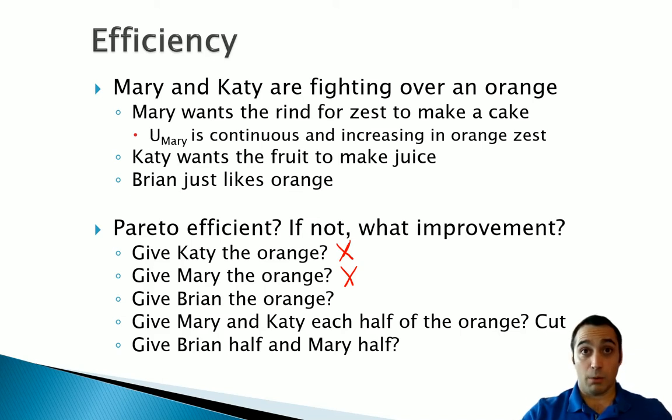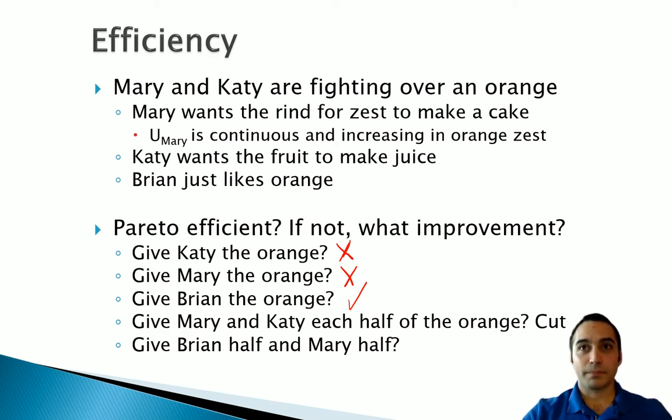So I could say, oh, Brian has the whole orange. Let's try giving Mary the zest of the orange and giving Brian the rest. Well, that makes Mary better, but Brian worse. Not a Pareto improvement. Okay. What if I give Katie the pulp and Brian the rind? Well, again, that makes Katie better, but Brian worse. So what if I just take the orange and throw it out? Well, then I've made everyone worse. There is no way to reallocate the orange such that anyone is better off without hurting Brian. So therefore, this one is Pareto optimal.